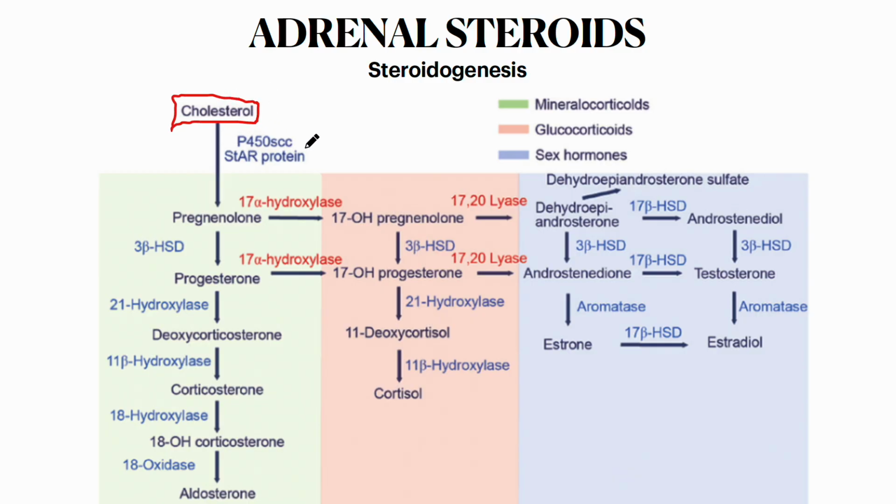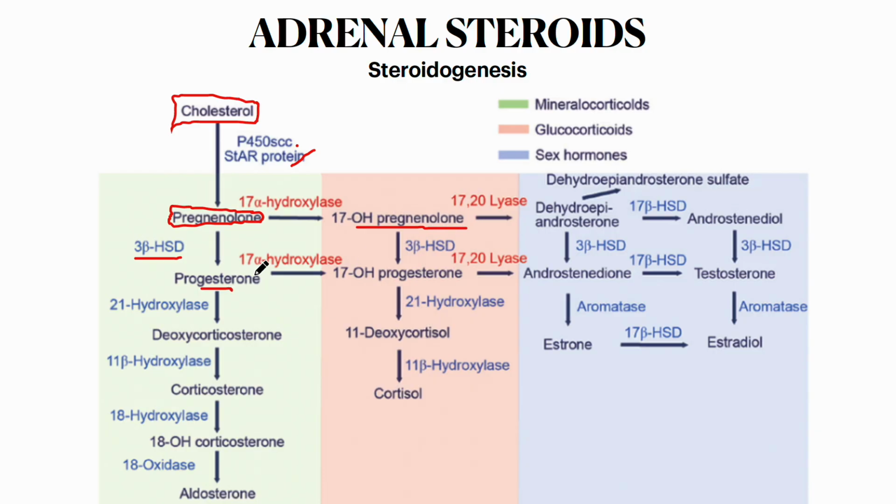This cholesterol, in the presence of P450scc, StAR protein, also called desmolase, will get turned into pregnenolone, right? And this pregnenolone, in the presence of 17 alpha hydroxylase, forms 17 hydroxy pregnenolone, and in the presence of 3 beta HSD, it will form progesterone. So from pregnenolone, there are two hormones coming, right? 17 hydroxy pregnenolone and progesterone.